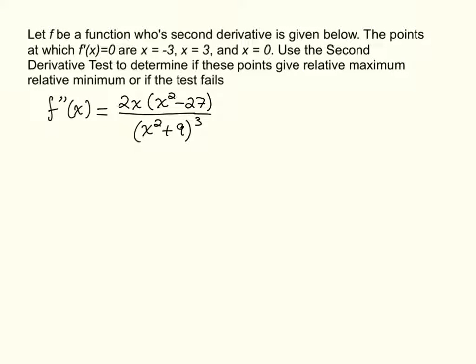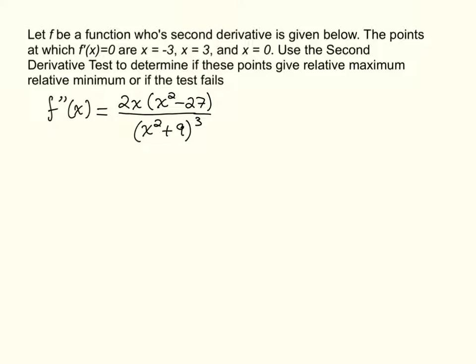Let f be a function whose second derivative is given below. The points at which the first derivative equals 0 are x equals -3 and x equals +3 and x equals 0. Use the second derivative test to determine if these points give a relative maximum, relative minimum, or if the test fails. I like this exercise.